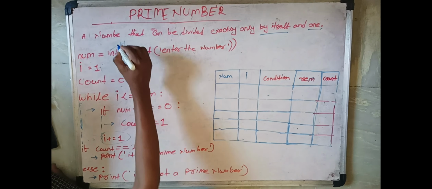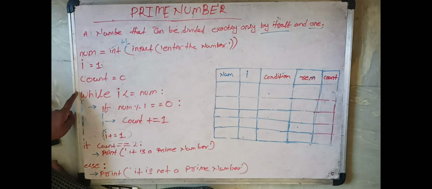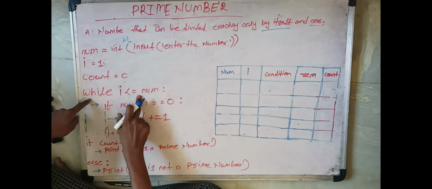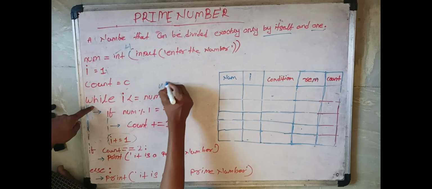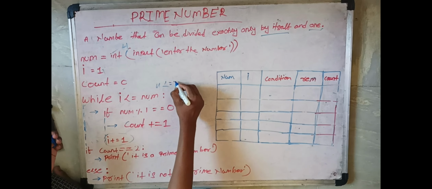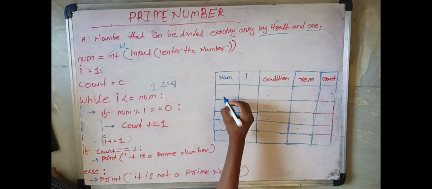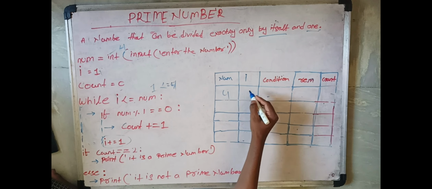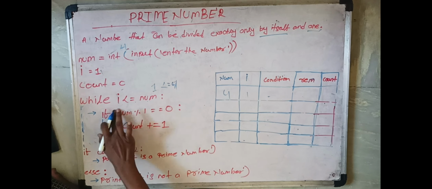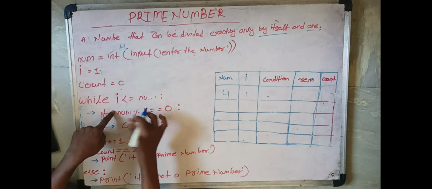num equal to 4. Then check i less than or equal to num, which means 4 and i value 1. The condition is true.